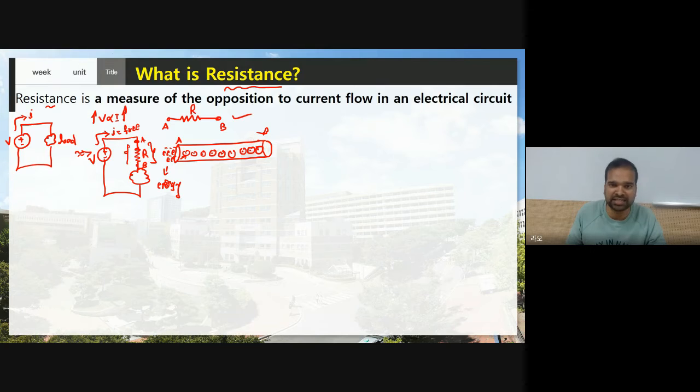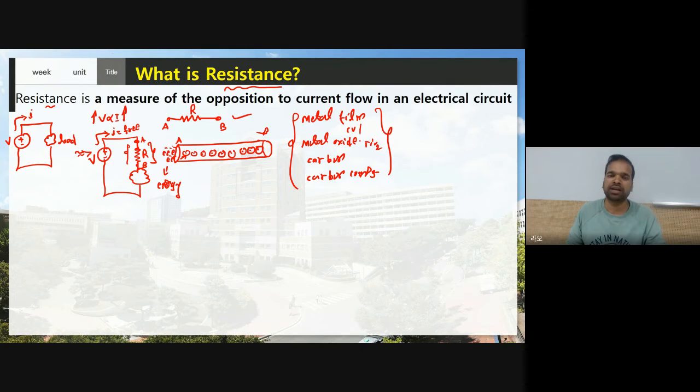Now the loss of energy completely depends on the type of material you used to prepare the resistor. You can prepare the resistor using different materials. For example, you can use metal films, like copper, aluminum or anything, and so on. Or you can use metal oxides like titanium dioxide or tin dioxide and so on, or carbon films or carbon composite. So these are the materials we use to prepare the resistor. Clear? I hope you understood what is meant by resistance.